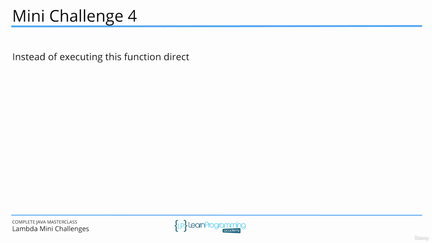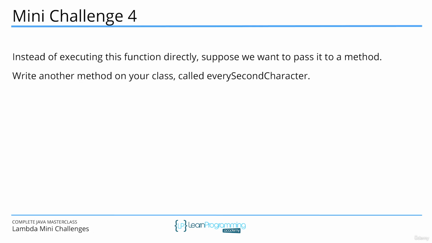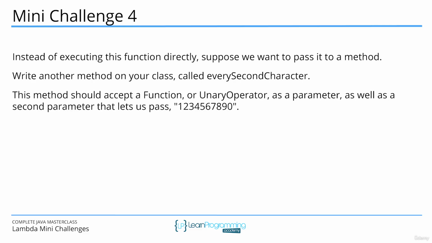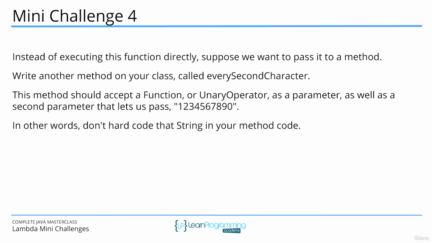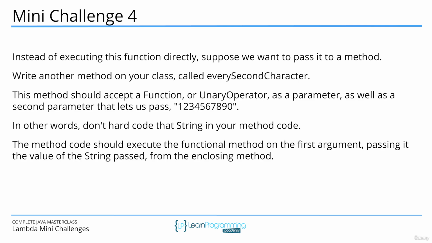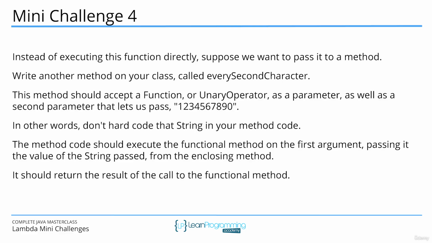Alrighty, challenge number 4. Instead of executing this function directly like the one that you just created, suppose we want to pass it to a method. Your task is to write another method on your class called every second character. This method should accept a function or unary operator as a parameter, as well as a second parameter that lets us pass 1, 2, 3, 4, 5, 6, 7, 8, 9, 0. In other words, don't hard code that string in your method code. The method code should execute the functional method on the first argument, passing it the value of the string passed from the enclosing method. It should return the result of the call to the functional method.